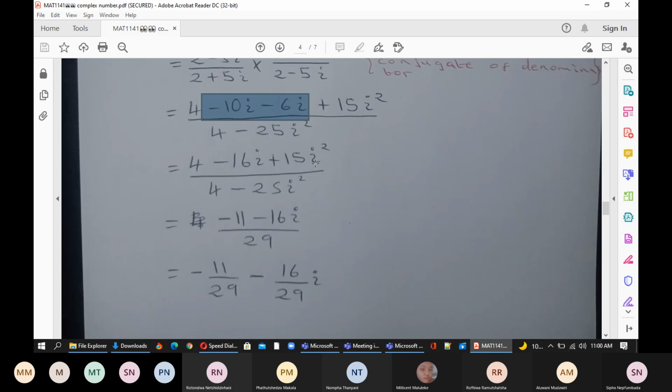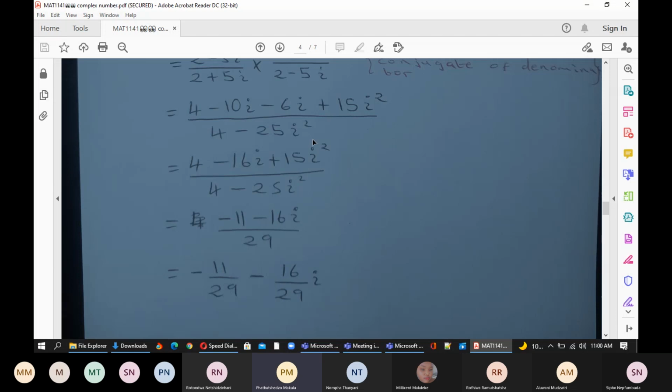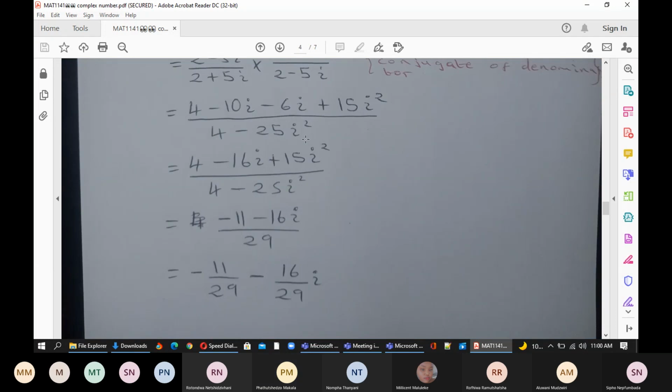So now, on this one, we have substituted with the negative 1, right? This i squared is equal to negative 1. So where we substitute with the negative 1, we press our calculator: 4 plus 15 into negative 1 gives us minus 11. Therefore, minus 16i divided by.